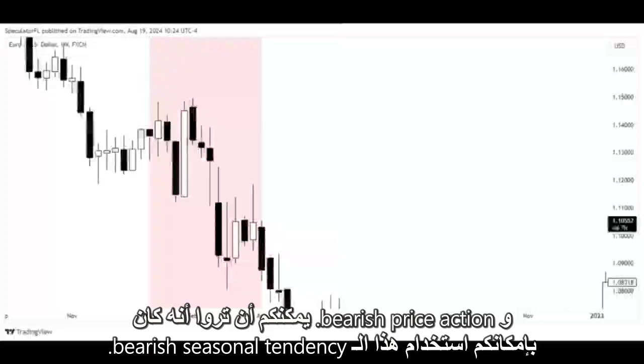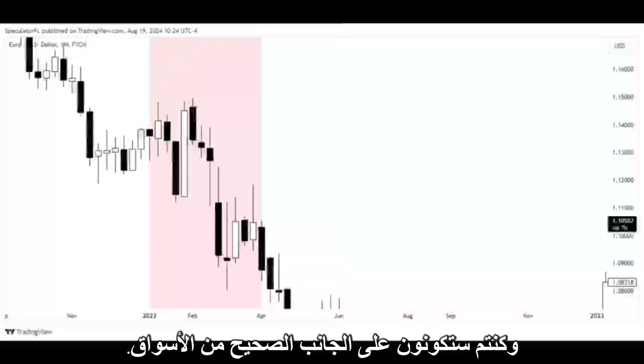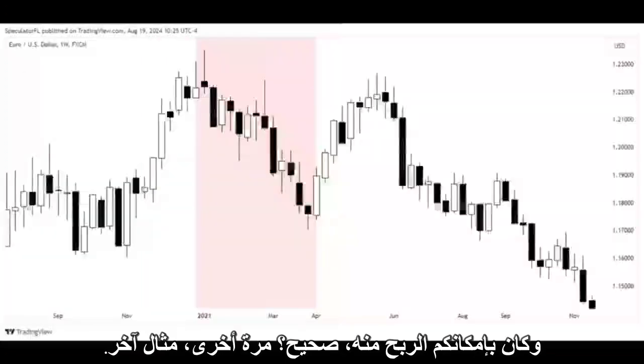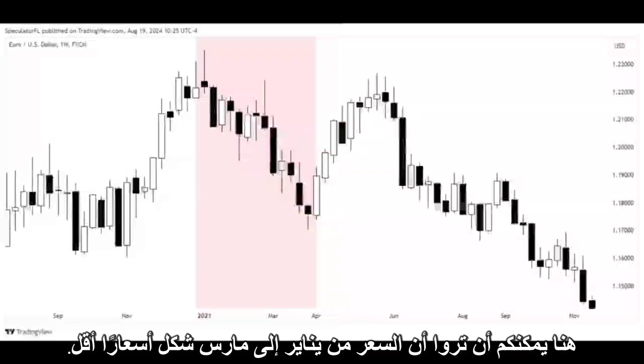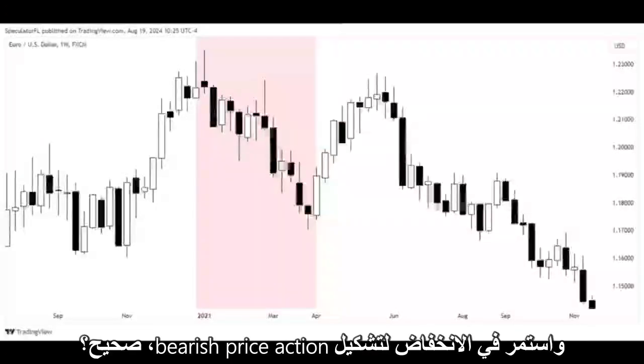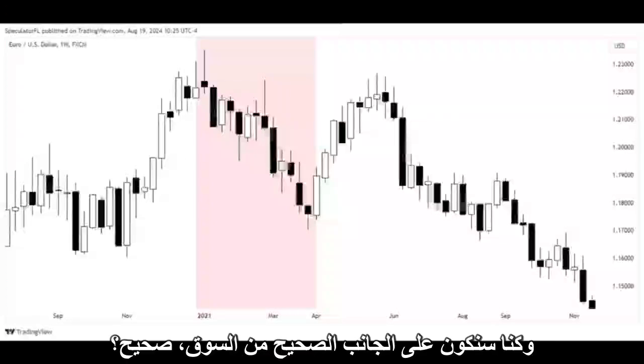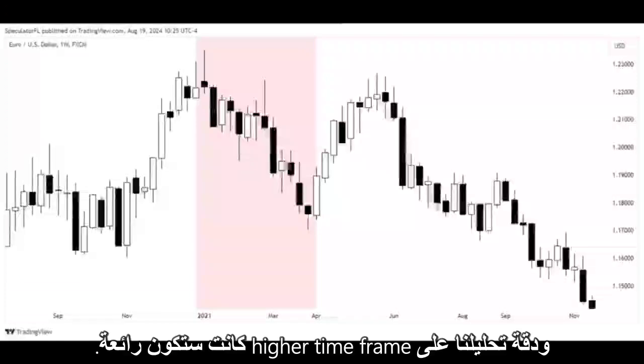You can see that you could have used this bearish seasonal tendency and you would have been on the right side of the markets and you could have profited off of it, right? Again, another example right here, you can see that price from January to March formed lower prices after the turtle soup and it kept going lower to form bearish price action, right? If we had used bearish seasonal tendency, then we would have been right and we would have been on the correct side of the markets, right? And our accuracy and precision of the higher time frame would have been outstanding.